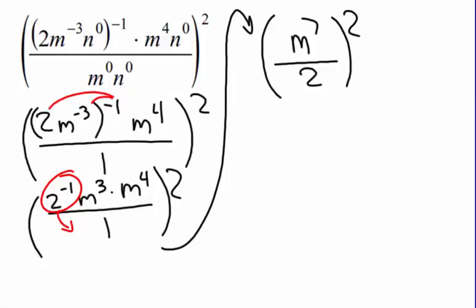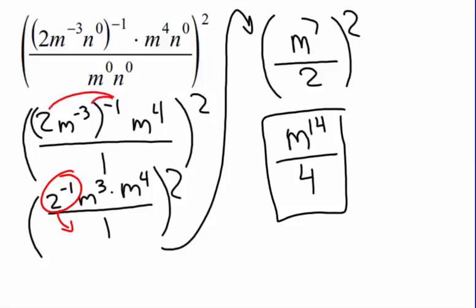Our last step would be to square everything, and make sure we square the numerator and the denominator. So we multiply 7 times 2 and get 14, and 2 squared is 4.